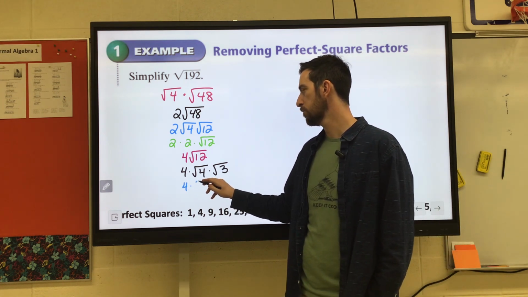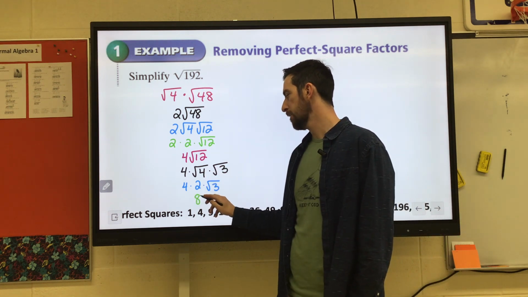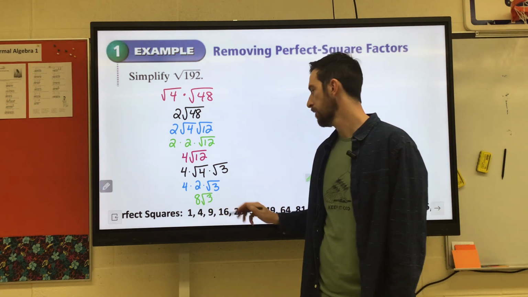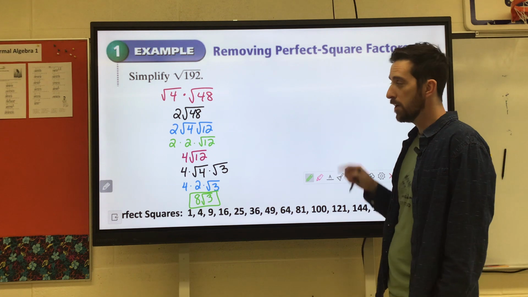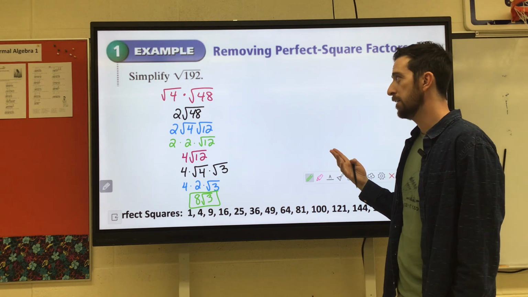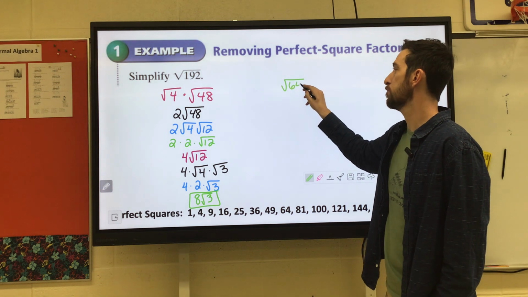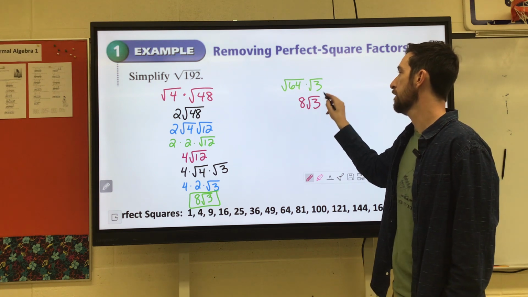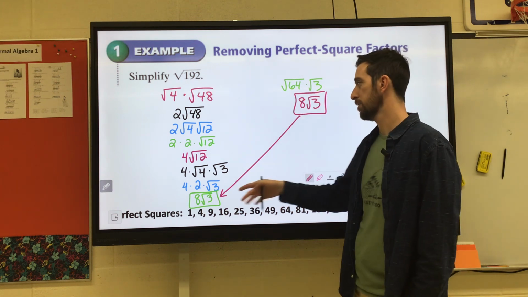4 times square root of 4 is 2 times the square root of 3, and then we can do the 4 times 2, we get 8 root 3. There are no more perfect squares in 3, except for 1, but we don't count that. So that would be our final, simplest form for the square root of 192. We got there eventually. You might also have noticed that 192 is 64 times 3. And 64 is a perfect square. Square root of 64 is 8, so this becomes 8 root 3. Same answer.